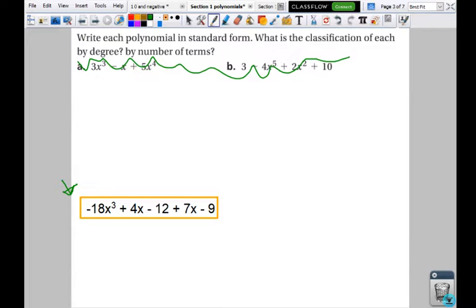Figure. So write it in standard form. Classify it by degree and by number of terms.